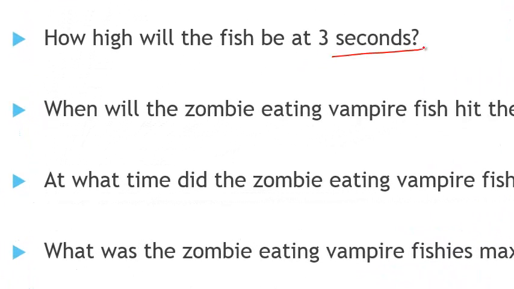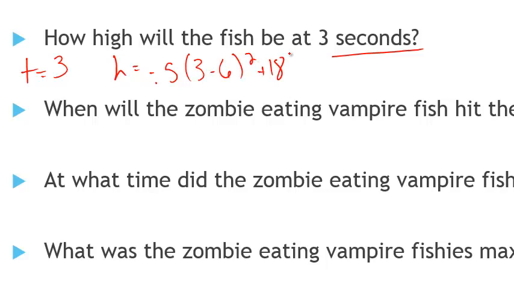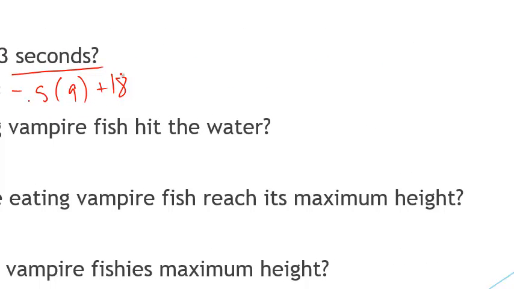So seconds is time. So in other words, we're going to have t equals 3. So then let's plug in t. We're going to have h equals negative 0.5 times (3 minus 6) squared plus 18. So 3 minus 6 is negative 3. Negative 3 squared is 9. So I'm going to have a negative 0.5 times 9 plus 18. So then negative 0.5 times 9, so that's 9 divided by a negative 2, is negative 4.5 plus 18.